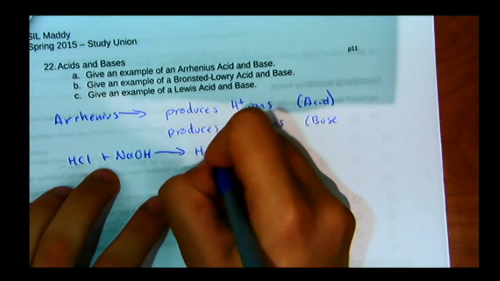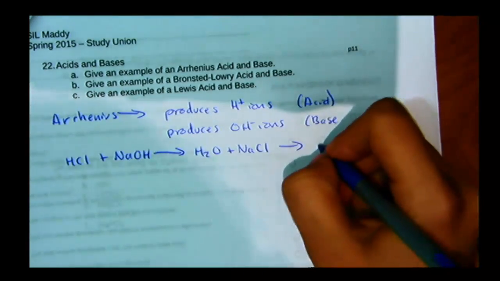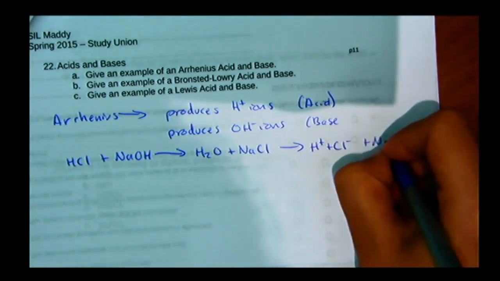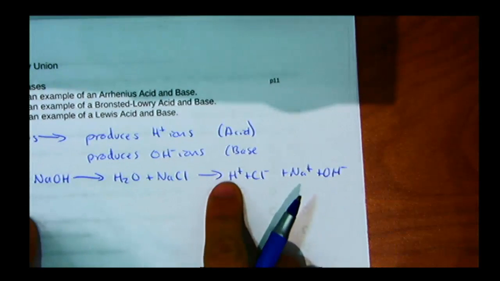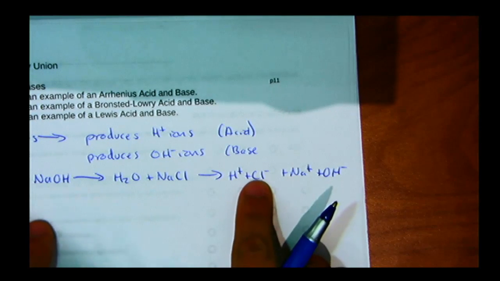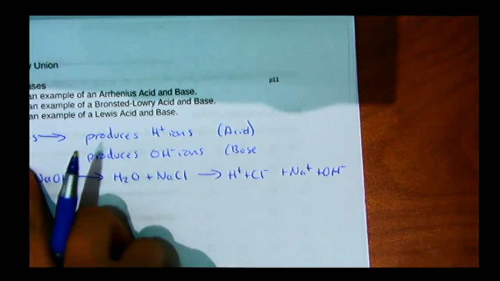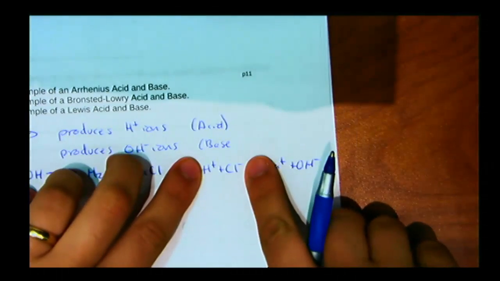So you'll notice your HCl produced an H plus and your Cl negative, right? We're saying that Arrhenius acids produce H plus ions. So we know that hydrochloric acid is an acid, right? And what does it produce? H plus ions. And so that's kind of what it's talking about. You can't see it with just the net reaction, but if you take apart the ions, you'll notice that your bases produce OH negative hydroxides.